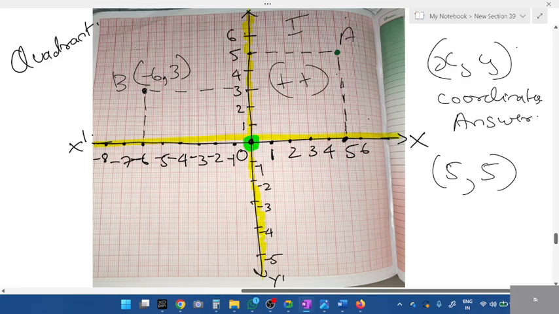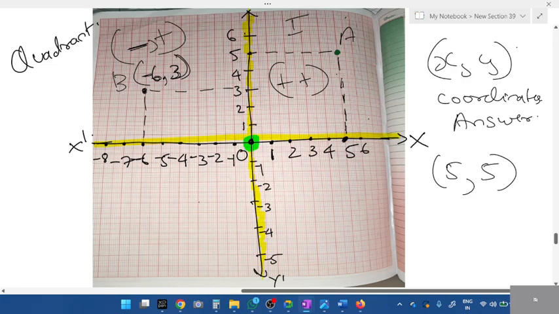X is negative or y is negative in this answer? Minus 6, comma. X is negative. So the answer will be minus and plus. In second quadrant, remember, x will be minus, y will be plus. So the answer for B is minus 6 comma 3.